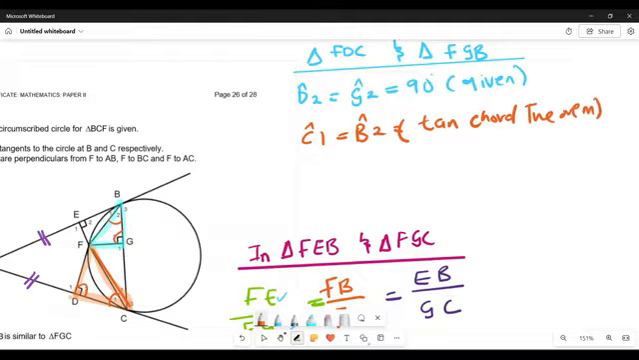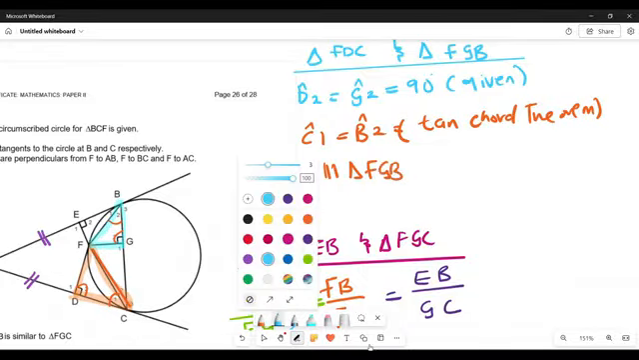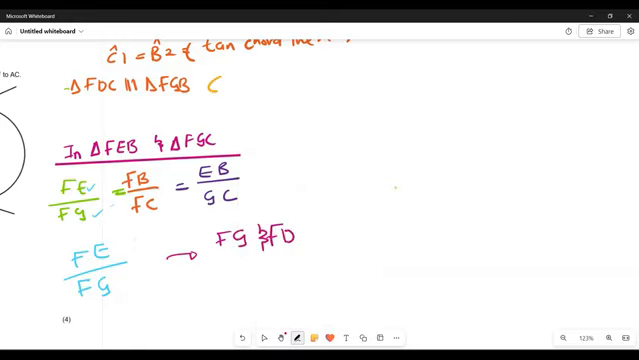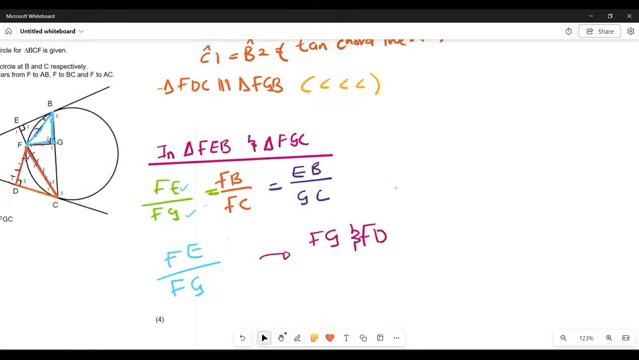So as a result, we prove these two angles are equal in both triangles. So we can say triangle FDC is similar to triangle FGB. Our reason here is going to be angle, angle, angle. Now we can use ratios to find the ratio that we're looking for. Let us do ratios on the two triangles right over here.